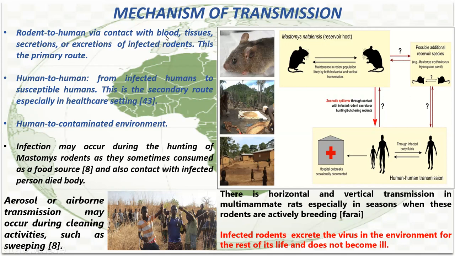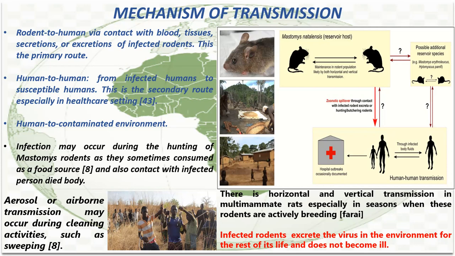So there is a possibility of rat-to-human transmission, which can be caused by blood, tissues, or excretion of an infected rat. That's what it means: when you come in contact with the blood or tissues of the rat or its excreta, like feces or urine of an infected rat, someone can get infected. And that is one of the primary routes of infection. Then there's also human-to-human transmission. It happens between a human and a susceptible human. But this is a secondary transmission, but most times it happens in the healthcare system.